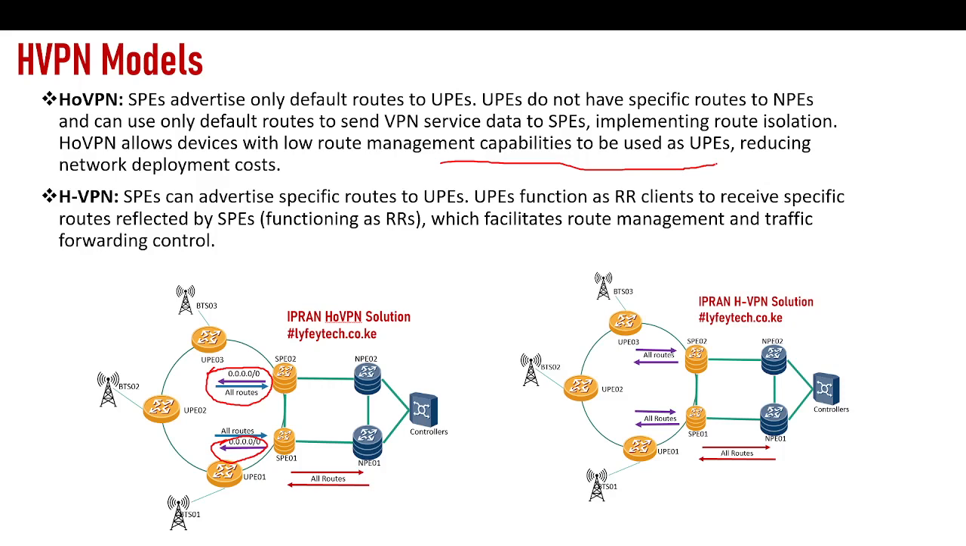So this reduces network deployment cost. Why? Because remember, we are deploying low-end devices. The cost of purchasing a low-end device that will be used as a UPE is much lower compared to the cost of purchasing an NPE, the RSG device. For example, in Huawei, the cost of purchasing an ATN, or for Nokia, the cost of purchasing an IXR, is much lower compared to the cost of purchasing an SR2S for Nokia, or the CX600-X8 for Huawei, that will be used as the SPE or the NPE.